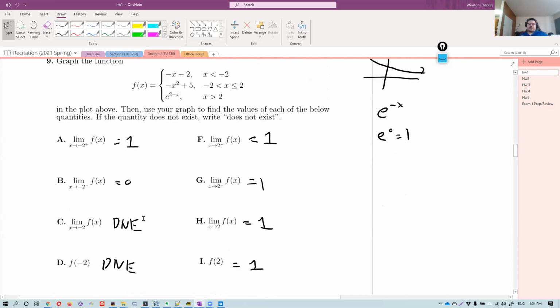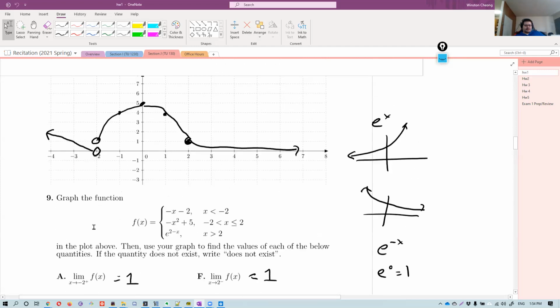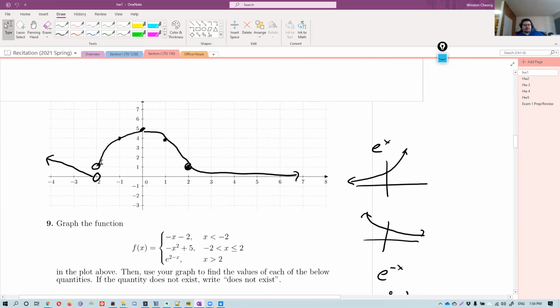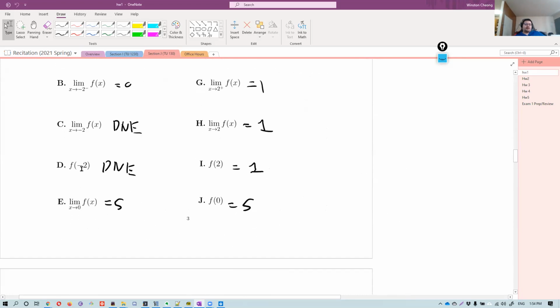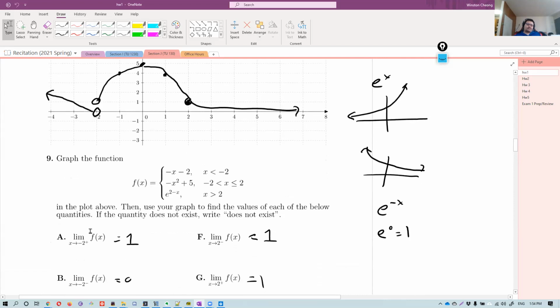And of course, a limit and evaluation are never the same thing, unless your function is continuous at that point. That's why C and D shouldn't give the same value, but they do in this case just because the function isn't defined there. But imagine you had a filled-in circle, then f at -2 would have some specific value, even though the limit would not exist there.